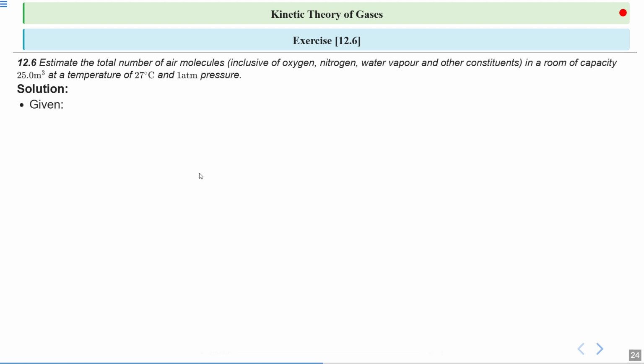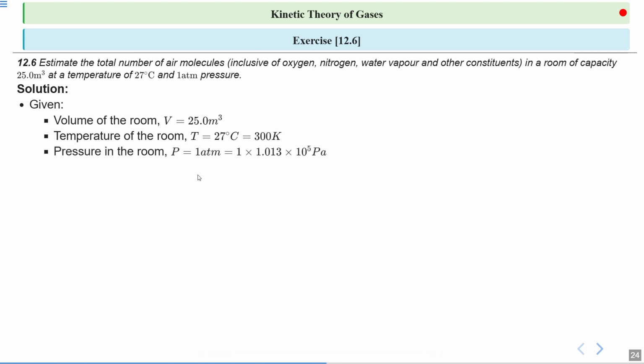Given terms, we have the volume of the room, which is given as 25.0 cubic meters. Remember, volume is a measure of how much space something takes up. Temperature of the room is given as 27 degrees Celsius, which we need to convert to Kelvin for our calculations. In Kelvin, this temperature is 300 Kelvin. Always remember to convert temperature to Kelvin when using the ideal gas law.